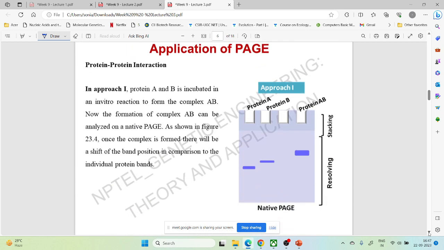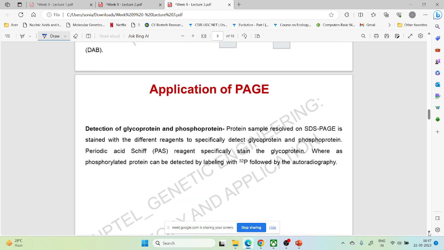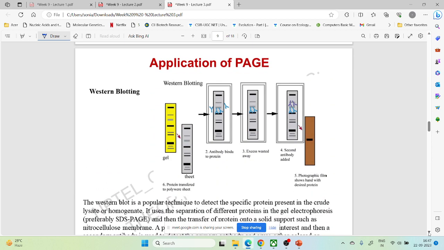Then you can have protein-protein interactions and other kinds of interactions. Western blotting, now we'll see Western blotting. Can anybody tell me why Western blotting is needed? From electrophoresis we have the run now, so how will blotting benefit the electrophoresis? Anybody has any idea?